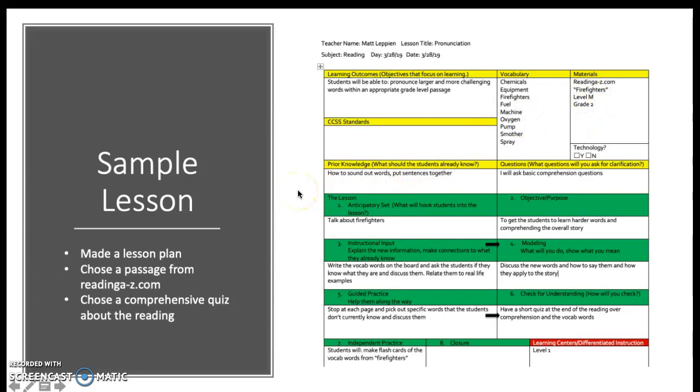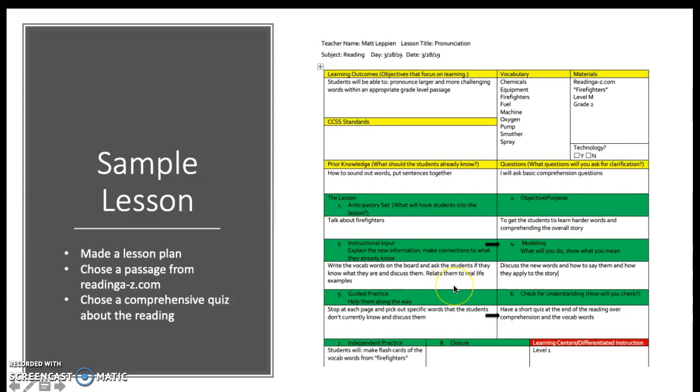So prior knowledge, obviously he already knows how to sound out words and put sentences together, but he still struggles with pronunciation of the bigger words and comprehending larger passages. So I will ask him some basic comprehension questions. In the lesson, I will talk about firefighters to kind of get the ball rolling and get them engaged. And my purpose overall is to get the students to learn these harder words and to comprehend more difficult passages overall.